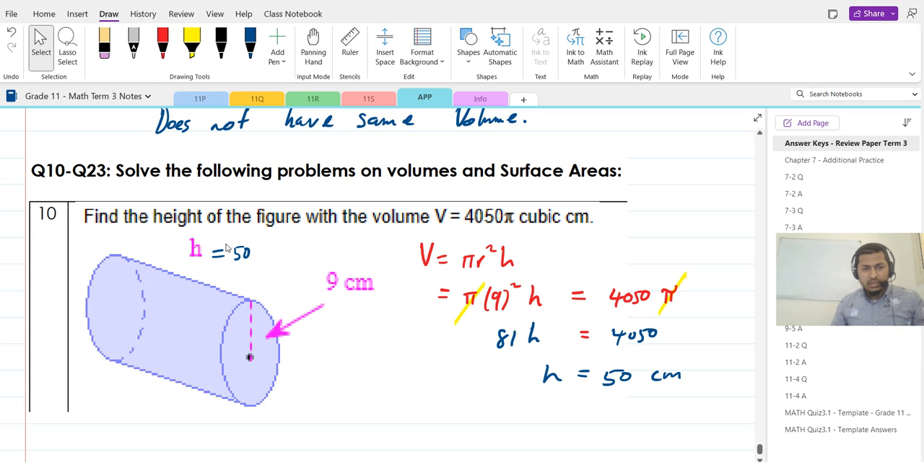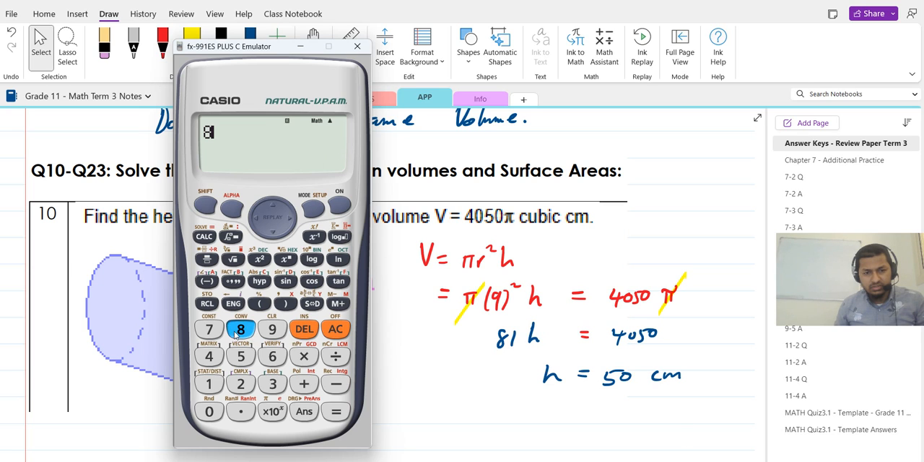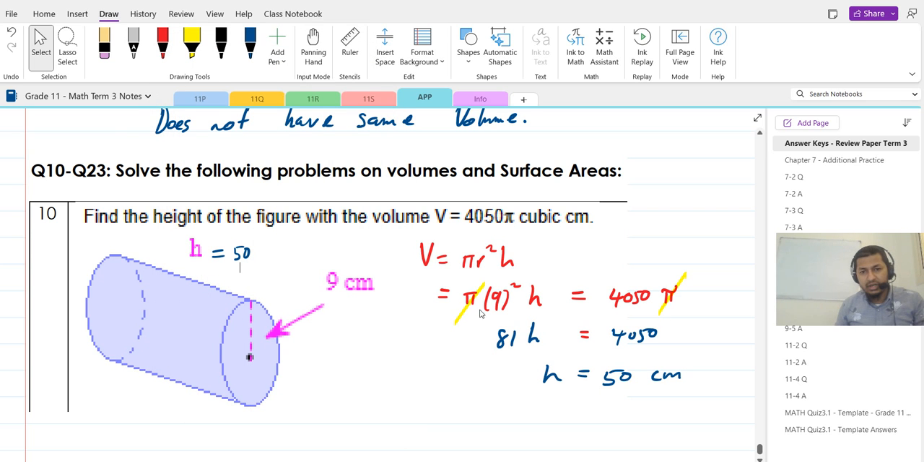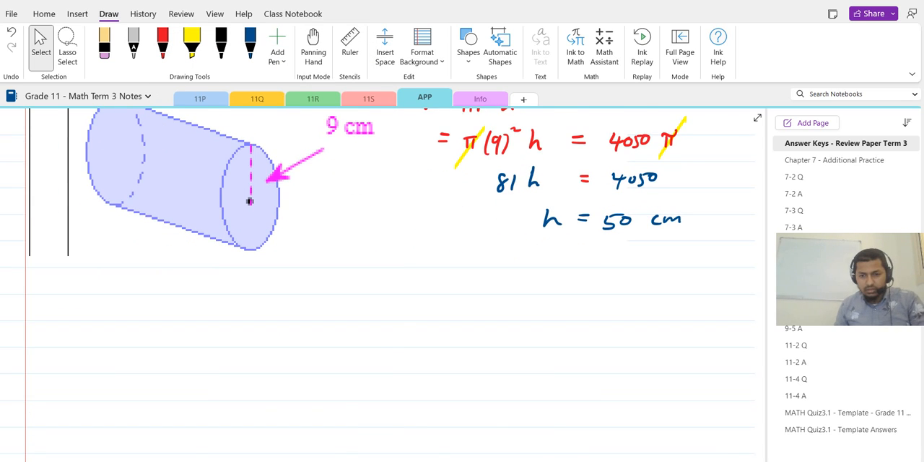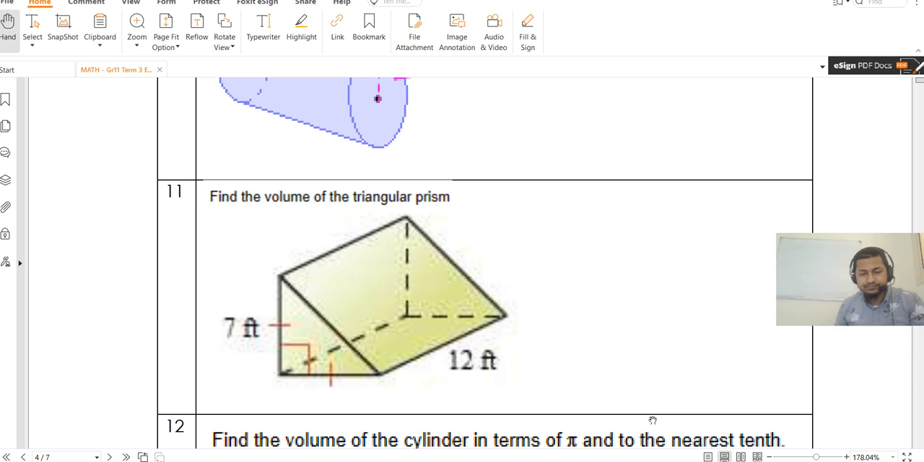You can double check your answer. Remember, pi r squared times height. So 9 squared times 50. In other words, 81 times 50. Alright, so we're getting 4050 with a pi, of course. Moving on to the next question.